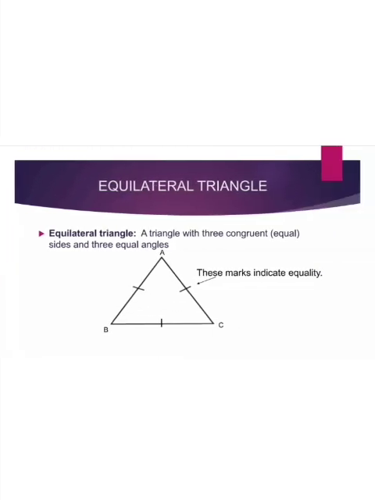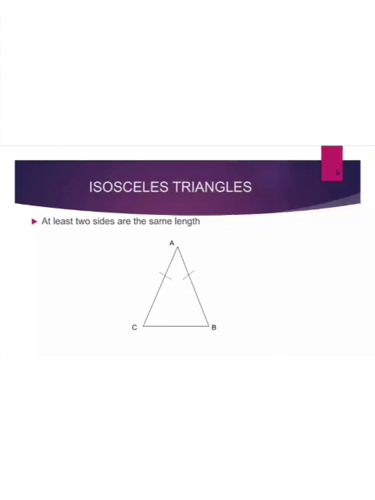Equilateral triangle. A triangle with three congruent, equal sides and three equal angles. The marks indicate equality. See the lines in the triangle: AB, BC, AC, all three are congruent sides and three equal angles. This is known as an equilateral triangle.